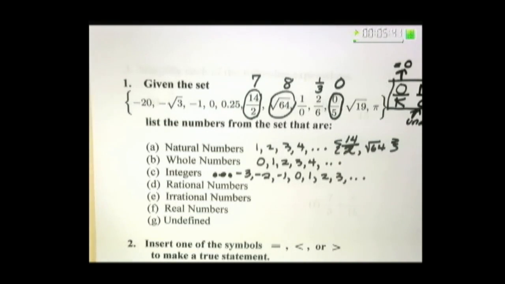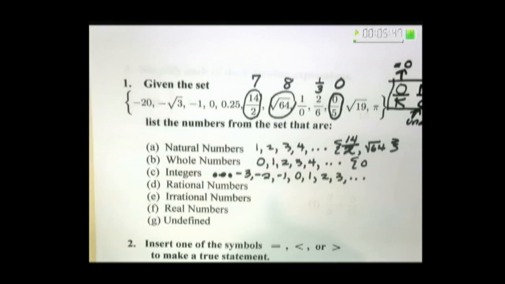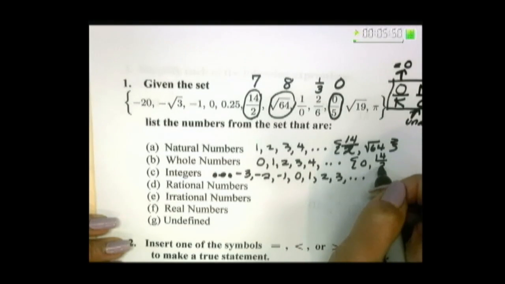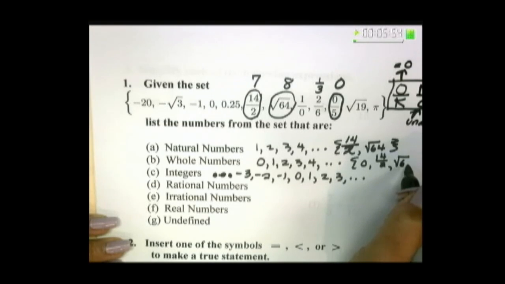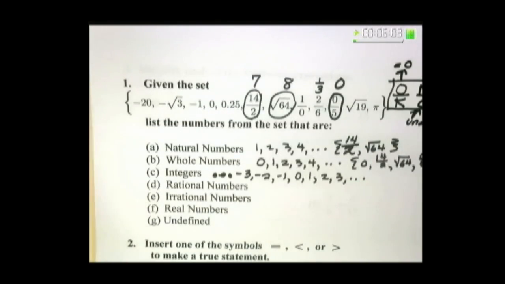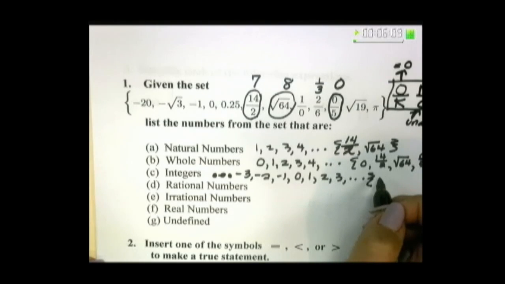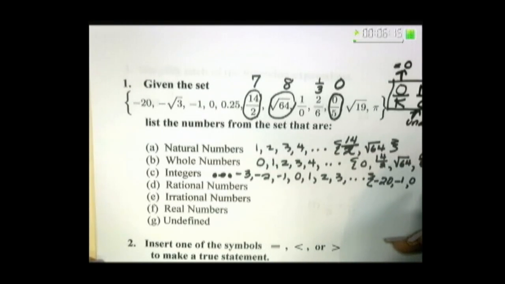Looking at the list of numbers, which of these will be whole numbers? 0, and also 14 over 2, square root of 64, 0 over 5, because that's 0. And that's it. What about integers from that list? Integers: negative 20, negative 1, 0, and then of course 14 over 2, square root of 64, 0 over 5.